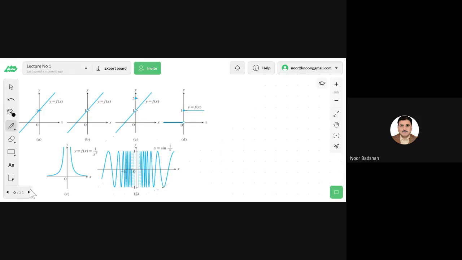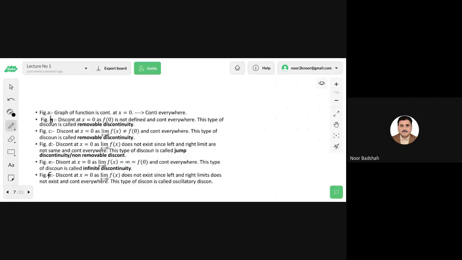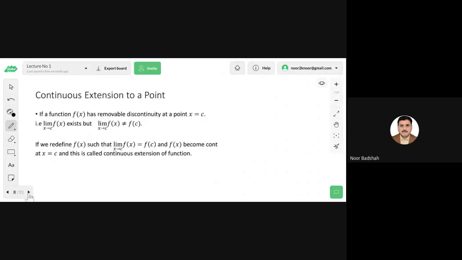So the next slide is about all the same thing. You see, in part A, the function is continuous everywhere, more particularly continuous at x equal to 0 as well. In part B, it's discontinuous at x equal to 0 as f of 0 is not defined. That's discussed already, so you would look at it yourself. Next is a continuous extension at a point.